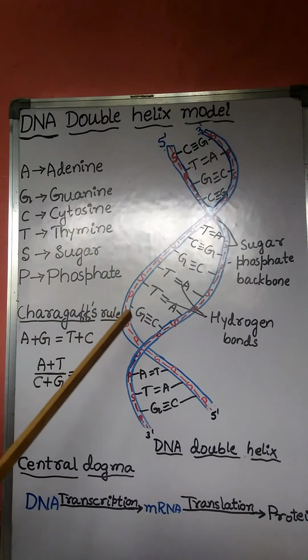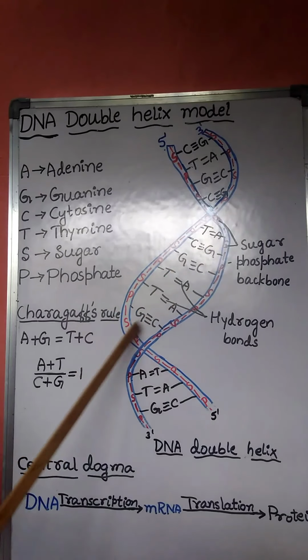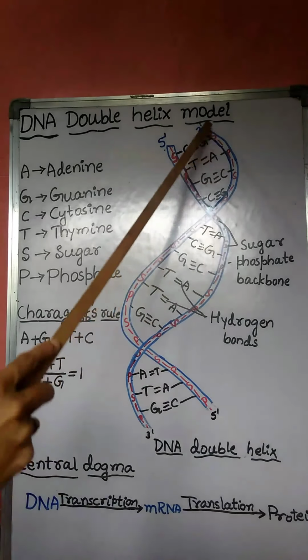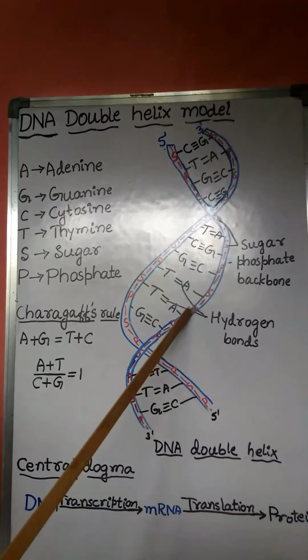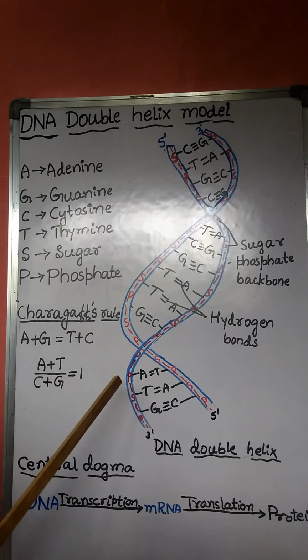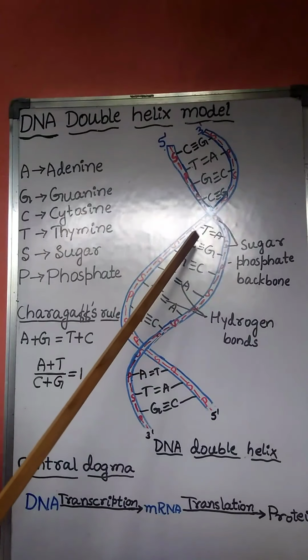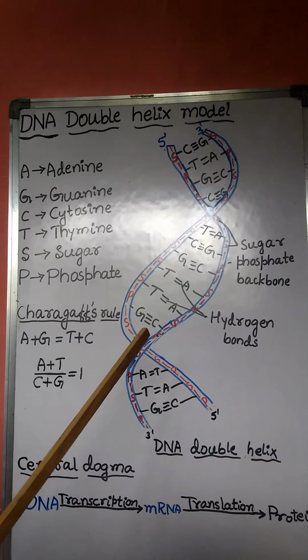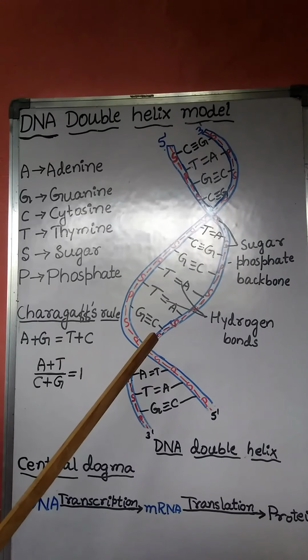The DNA molecule is composed of two polynucleotide strands. Say, this is one polynucleotide strand and this one is the other polynucleotide strand. That means a single DNA contains two polynucleotide strands, and these two strands run anti-parallel to each other. They are not parallel, they are anti-parallel.